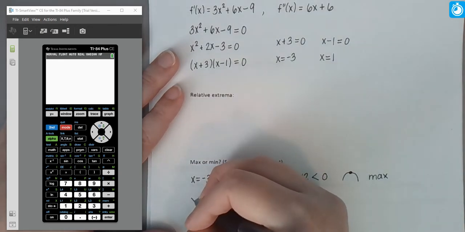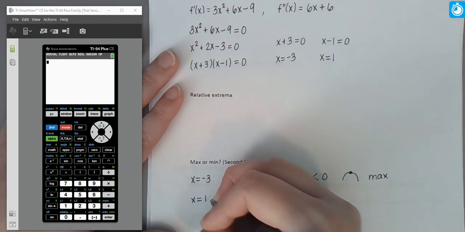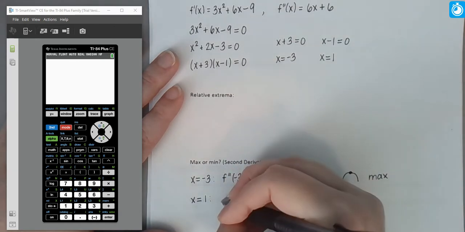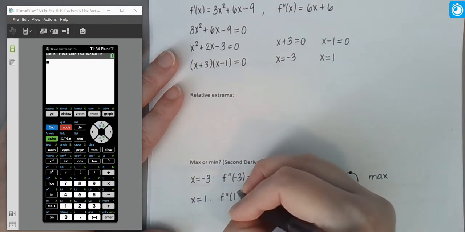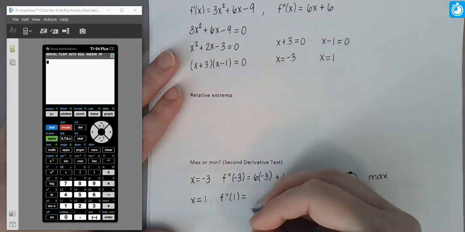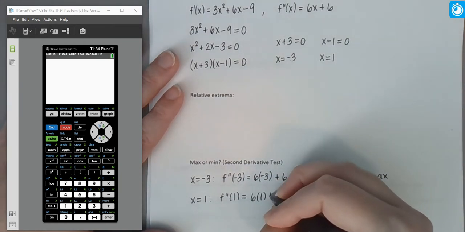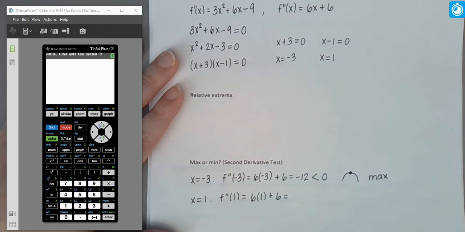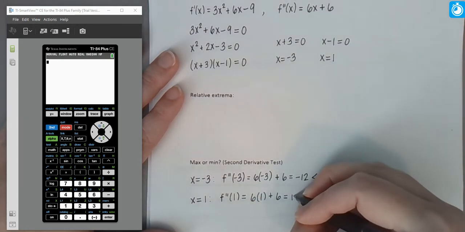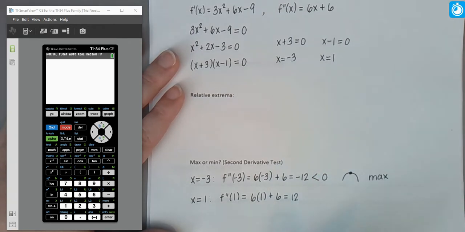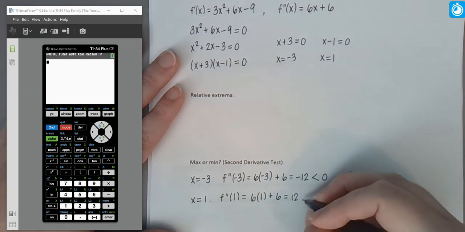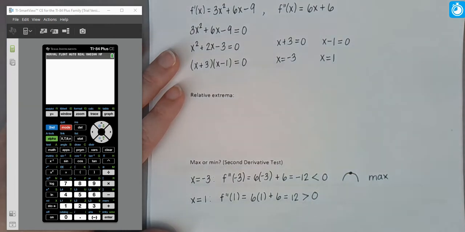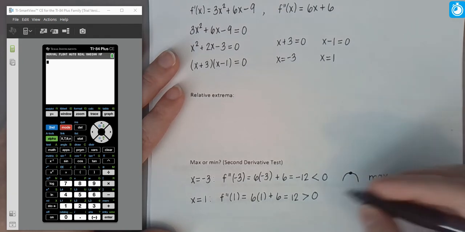Now what about x equals 1? Same idea. We want to evaluate the second derivative at that location. So f double prime of 1 is equal to 6 times 1 plus 6. Well, 6 times 1 is 6. 6 plus 6 is positive 12. But again, I'm not worried about the fact that it's 12 specifically. I'm worried about the fact that it's a positive number. So if my second derivative is greater than 0, that means I am concave up like a cup.